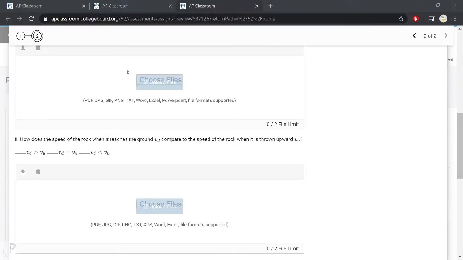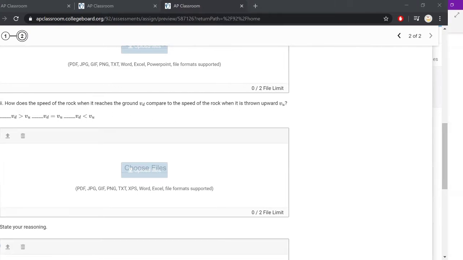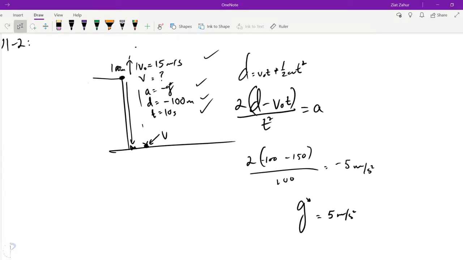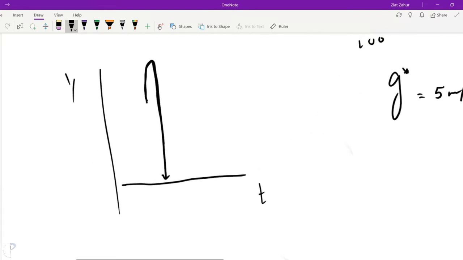Let's go back. We're supposed to do this faster, but it's not happening. How does the speed of the rock when it reaches the ground, vd, compare to the speed of the rock when it is thrown upwards? Ah, classic. So we are comparing the initial velocity to the final velocity. Of course, it creates a parabola. Now, if you throw it straight up, it's still a parabola. The parabola happens in the space-time graph instead of the space graph. So I'm drawing the parabola in the y versus t graph.